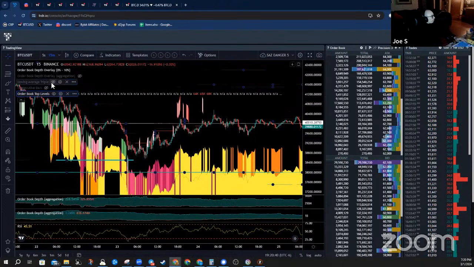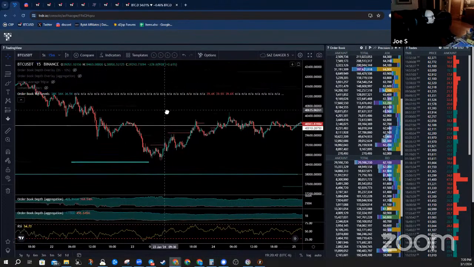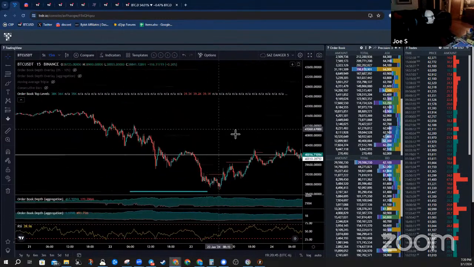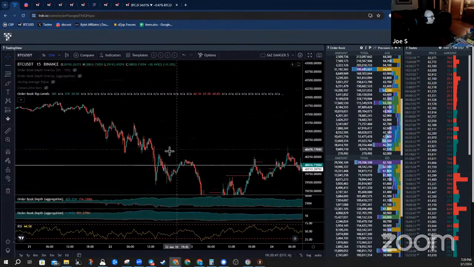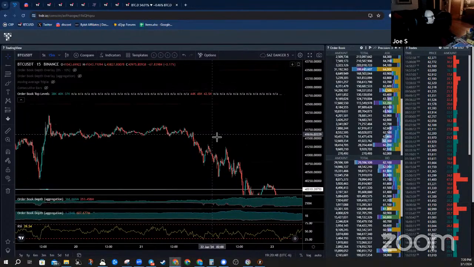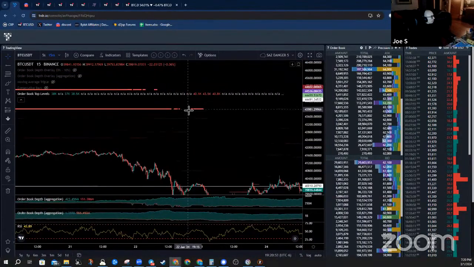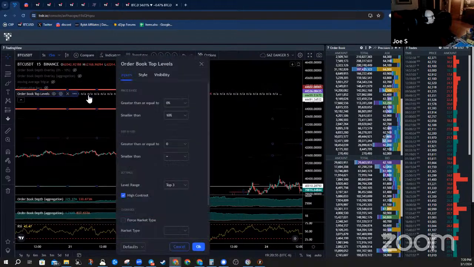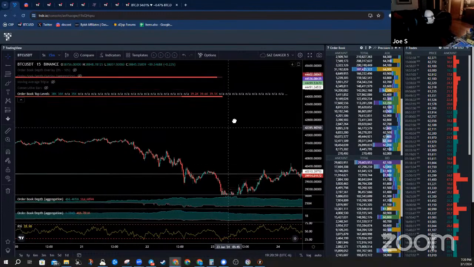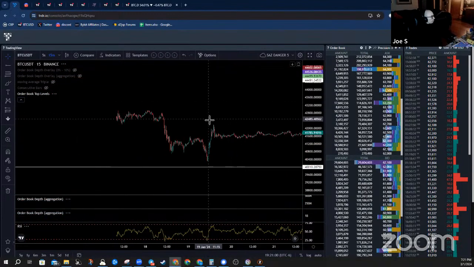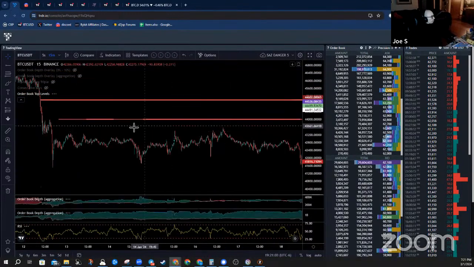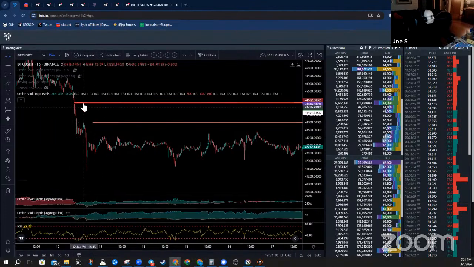Okay, so let's get rid of the overlay. We had, right after the dump, starting at here it was 44,000. Let me change this input real quick to 25%. Right as Bitcoin started dumping, a whale capped the market.